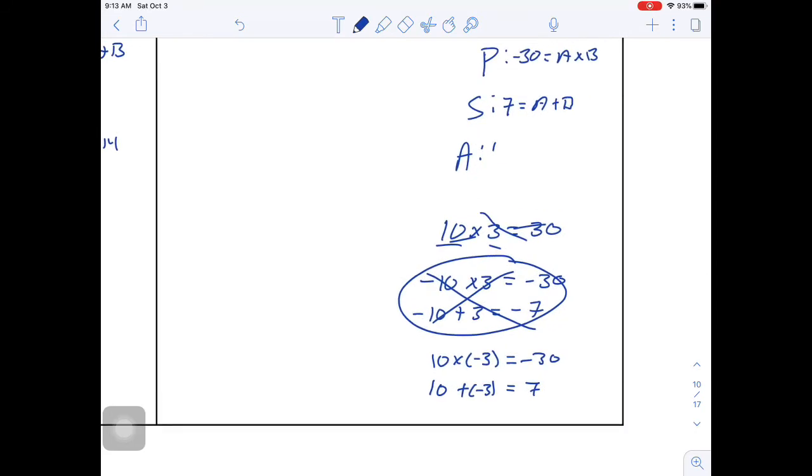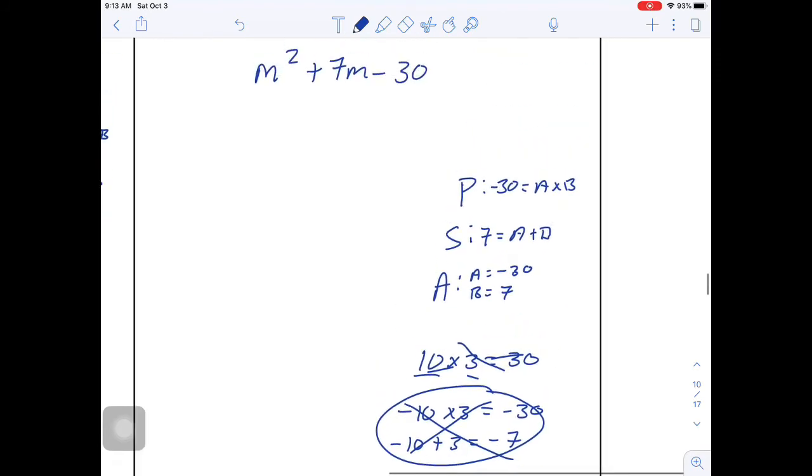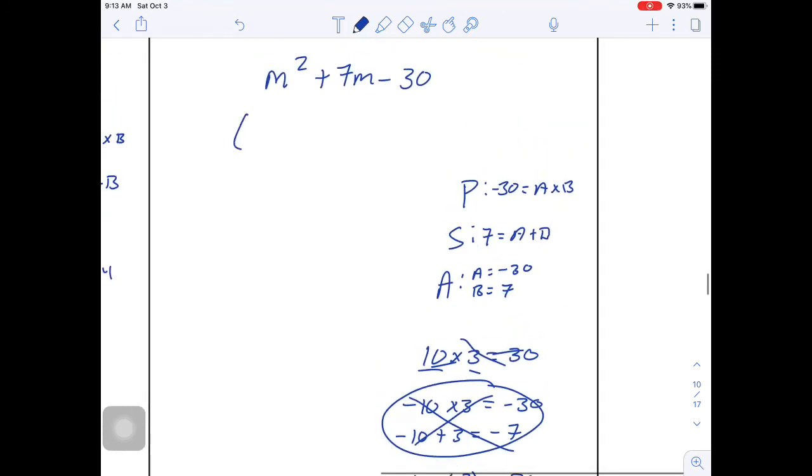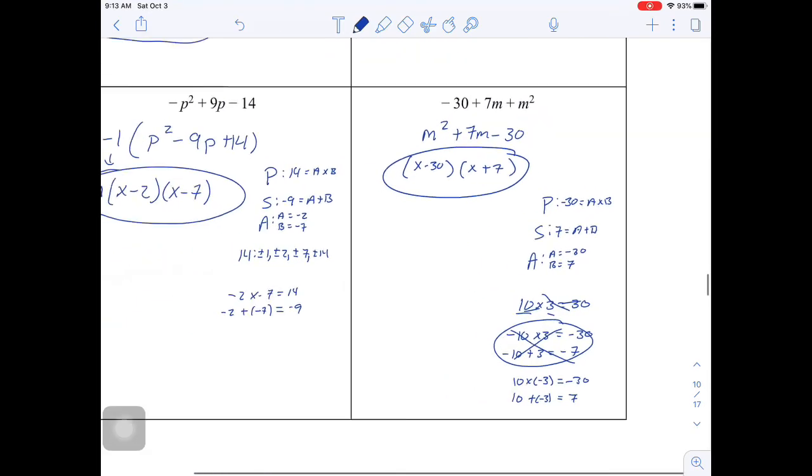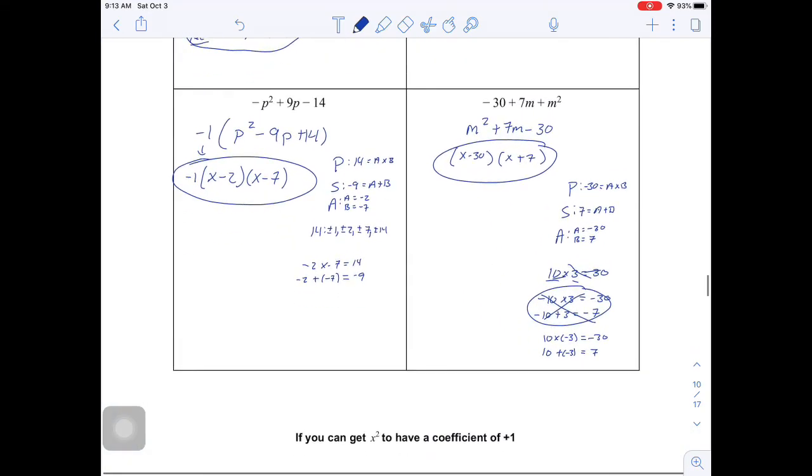So there's my answers. A could be negative 3, B could be 10. So here, I didn't have to factor anything out. I just had to rearrange. And this will be m minus 3, m plus 10. Okay? So I hope that was helpful.